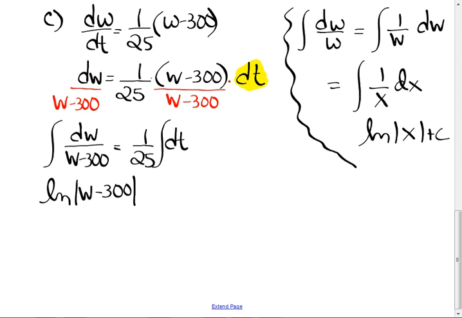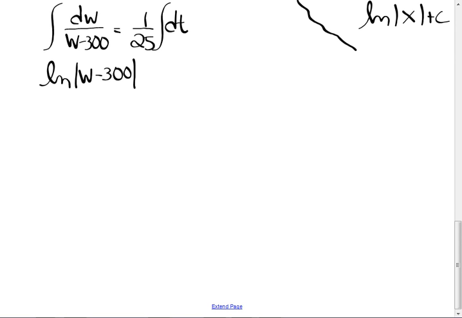Well, am I going to need the absolute value? No, because the w is growing. Yeah, you can leave it. They will not mark it wrong if you don't put it in on this problem. Other problems they will, because it might be important. So what's this one going to give you? What's the antiderivative of dt? It's just t.